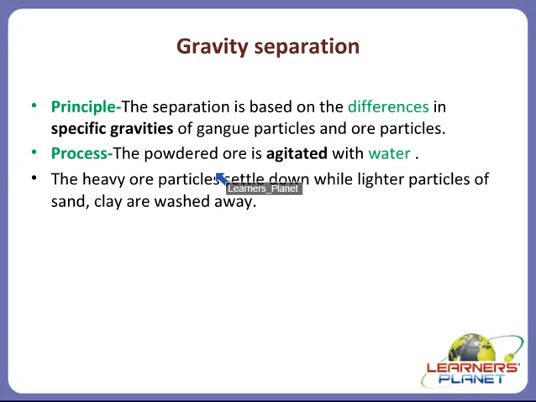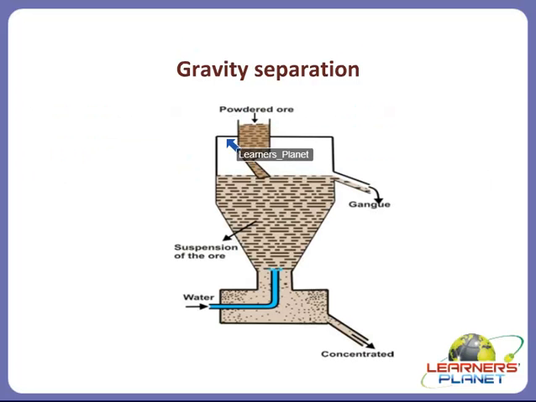The powdered ore is agitated with water. As the result of which what happens? The heavy ore particles settle down while lighter particles of sand, clay are washed away. So how is it done? See, this is the separator, the gravity separator. What is taken in this is the ore. It is a suspension of the ore.